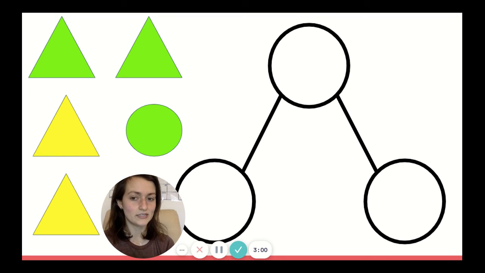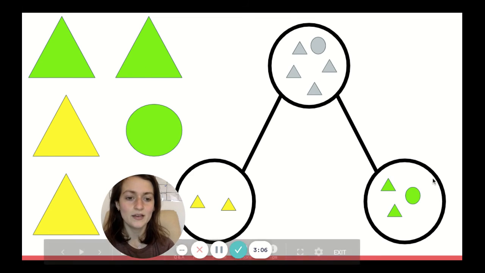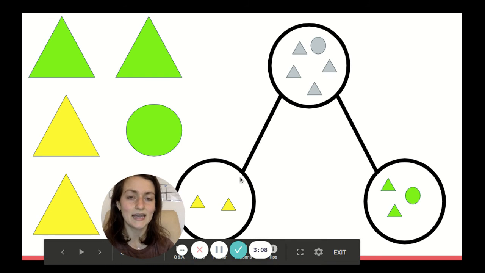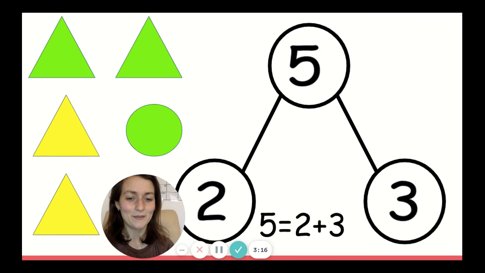I still have 5 all together, but now I have 3 that are green and 2 that are yellow. So I still have 5, but now I split them into green and yellow, so my parts are different. I have 2 and 3, which together makes 5. And I write my math problem. 5 is the same as 2 and 3.